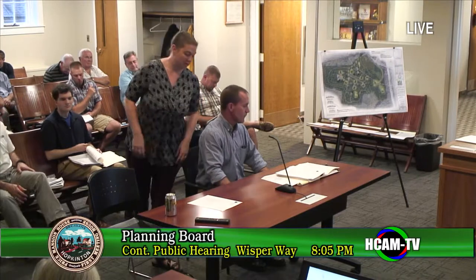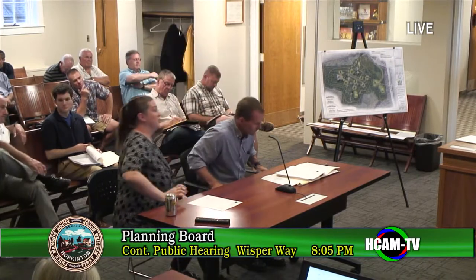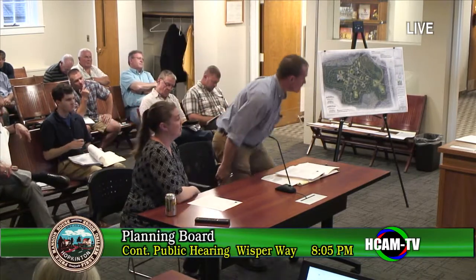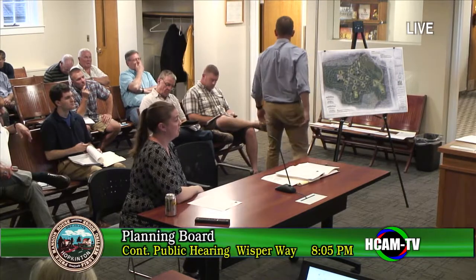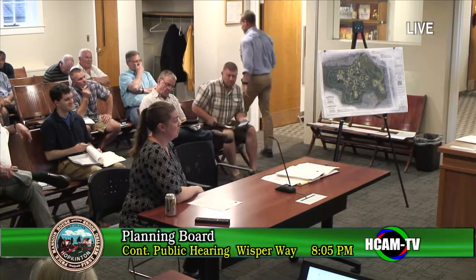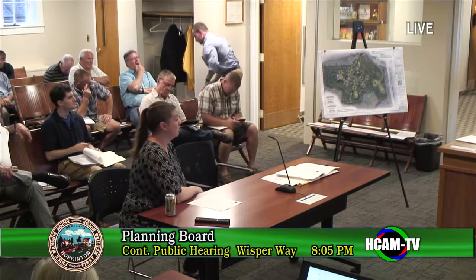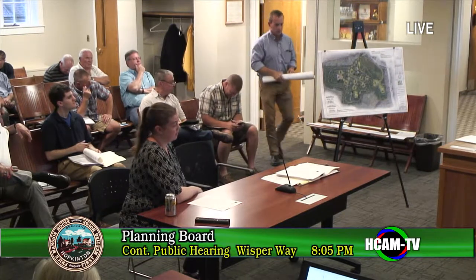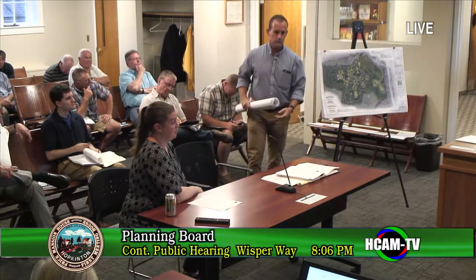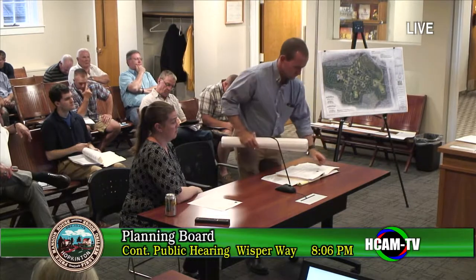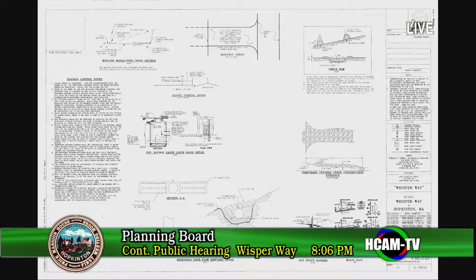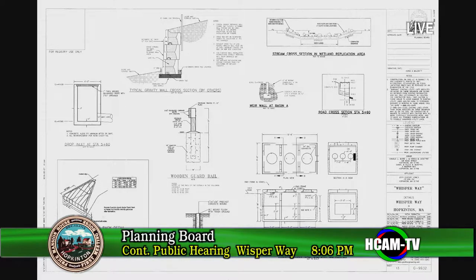What I'd like to know is, I'm not a real fan of plastic, and I'm not a real fan of excessive slopes around wetlands. I'm just wondering, what is the effect of this plastic? How deep, that's why I was looking for the detail, but I can't seem to find it. How deep is this plastic? It goes a foot into natural grade.